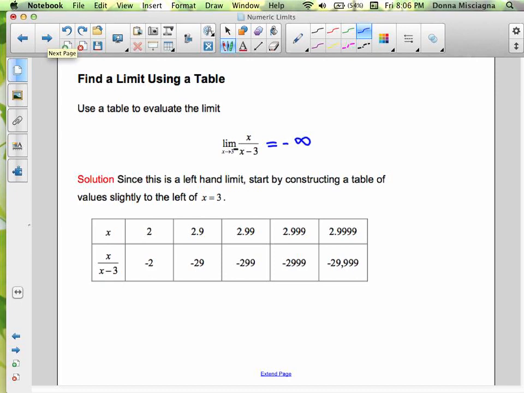Now, does this mean the limit exists? You write that question in. Does this mean that the limit exists?